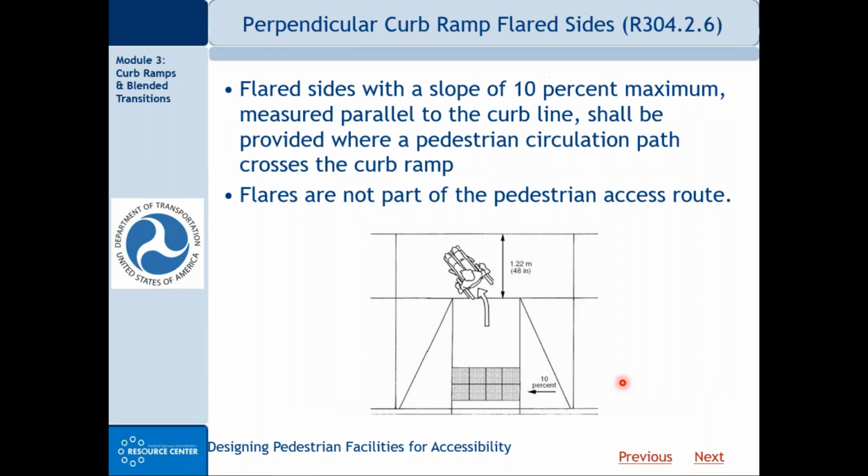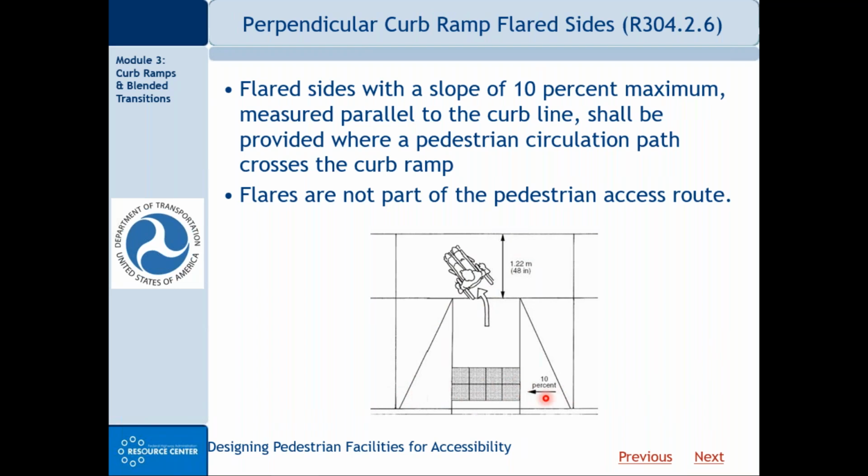I've mentioned the flared sides where the ramp is located within the pedestrian circulation path. The ramp needs to have flared sides. The flares are not part of the PAR though. Someone in a wheelchair would not come part way up the ramp and then turn across the flare. They want to do their turning on a level landing. So you might say then what's the purpose of the flares? The flares are there strictly for the safety of able-bodied.